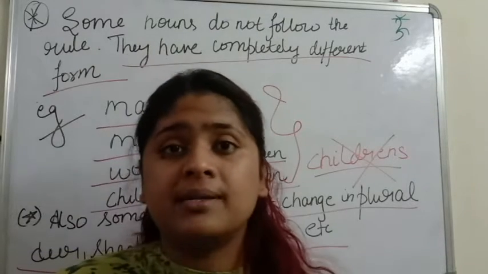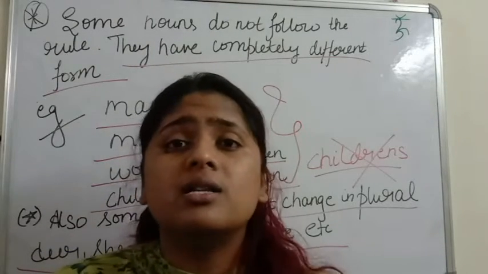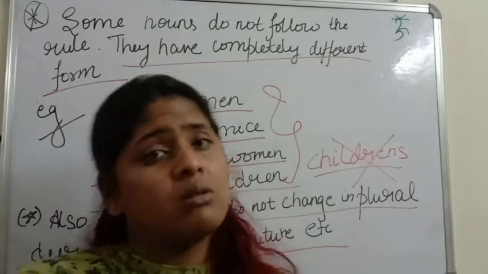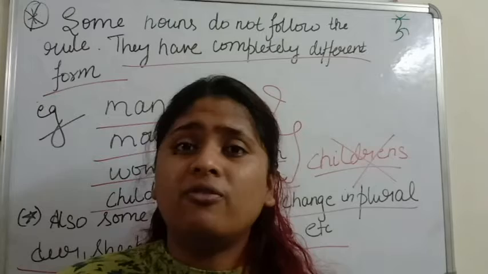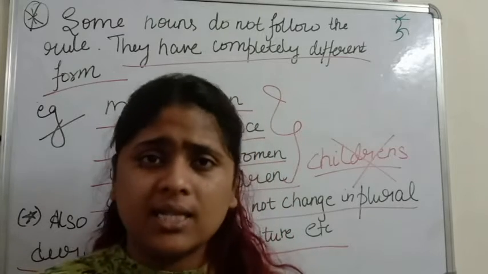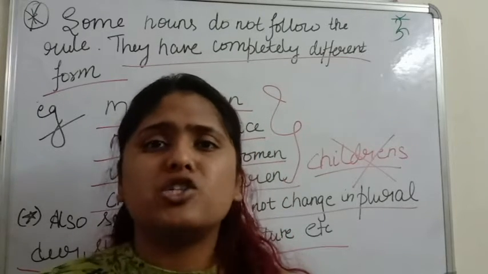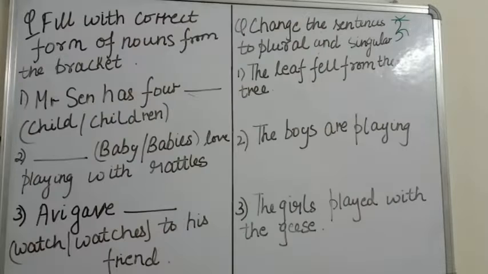A question in the paper is asked either to change singular nouns to plural nouns, a simple question, or it will come in the form of fill-ups. So let's discuss how these questions are asked in your exams. Now let's have a look at how the question is asked in the paper. The first type of question is: fill in the correct form of nouns from the bracket. We have to choose the correct form of nouns from the bracket.